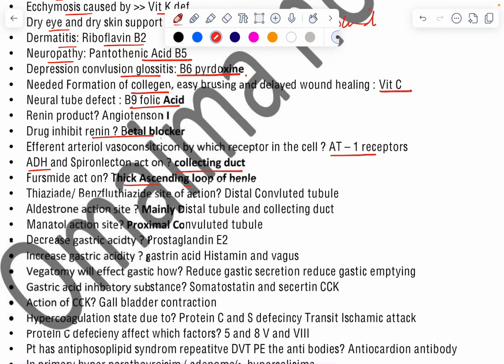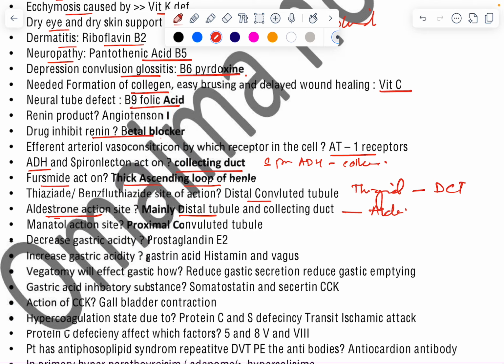Furosemide acts on the ascending loop of Henle. Thiazide acts on the distal convoluted tubule, DCT. Spironolactone and ADH act on the collecting duct. Aldosterone acting site is mainly the distal convoluted tubule.